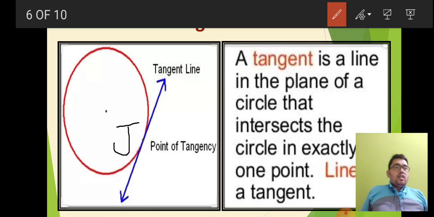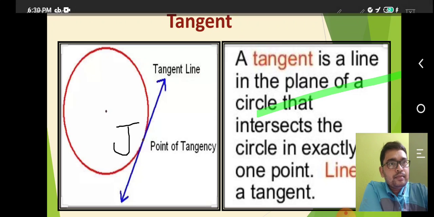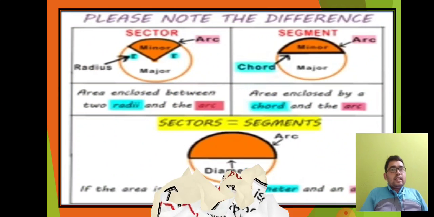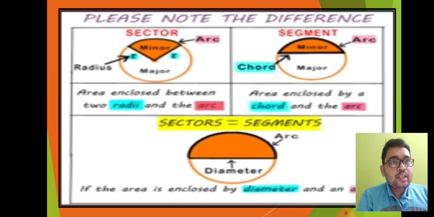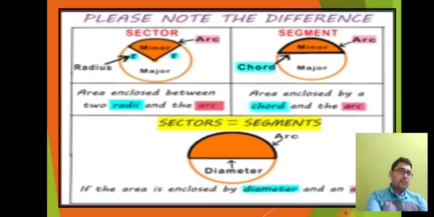Now we have already discussed all the parts of the circle, but now I am going to explain some minor differences. Actually these are similar parts, so students get confused, so because of that I have taken this up. What is the major difference between segment and sector? People get confused sometimes. So what is the segment? In a segment, it is the area enclosed by a chord and the arc.